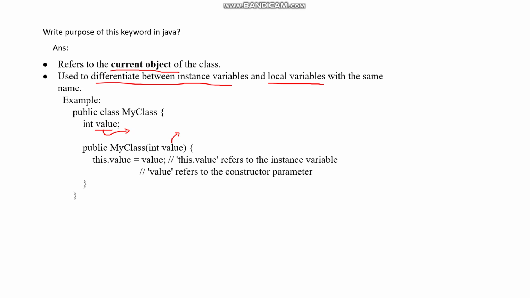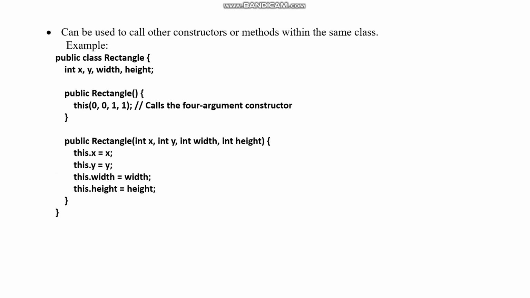this.value = value. Here this.value is the instance variable. To separate the instance variable from the local variable, we need to use the this keyword. this.value refers to the instance variable, and the value is called the constructor variable, or the local variable. This is the first point, and the second is that it can be used to call other constructors or methods within the same class.